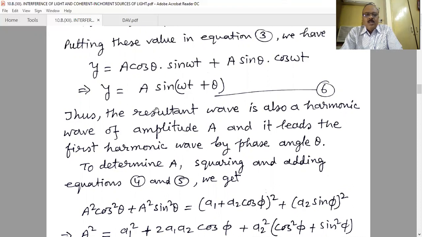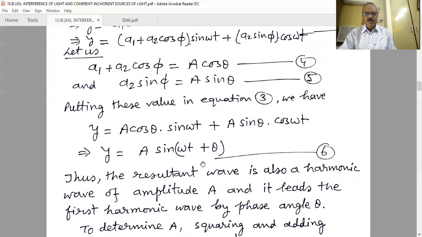Now we are interested in the resultant amplitude A, because the intensity, not only of sound but of light and all waves, depends upon the amplitude of the waves. So we are interested in the resultant wave, that means what will be the value of A. We can get the value of A with the help of these two equations.